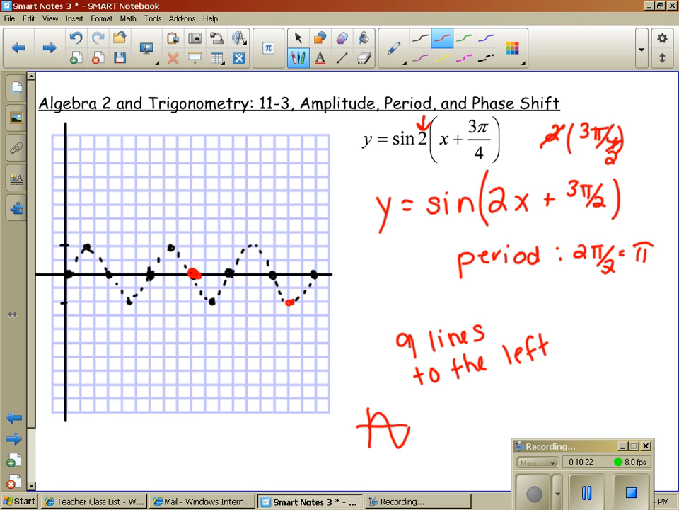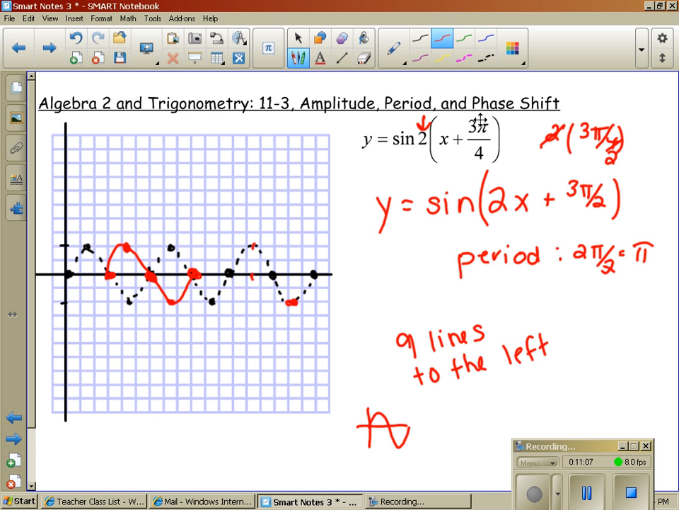This one, which is really here, it's halfway in between. 1, 2, 3, 4, 5, 6, 7, 8, 9. This one, 1, 2, 3, 4, 5, 6, 7, 8, 9. This one is halfway in between. 1, 2, 3, 4, 5, 6, 7, 8, 9. And this one goes to here. Okay.